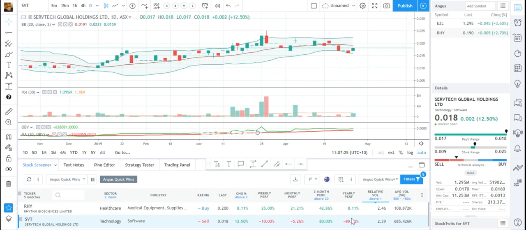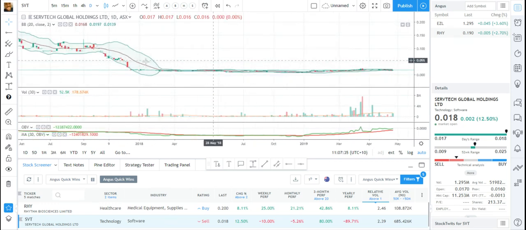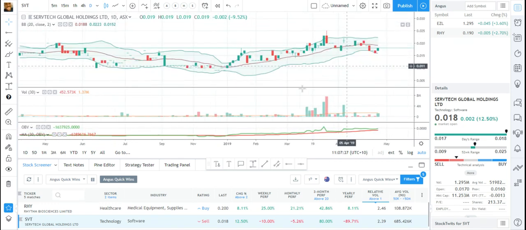You can see that it's down over the course of the year. It's had a bit of a bump over the last 3 months, but it's not one that I would want to trade. It seems to be more of a long-term loser than a winner.